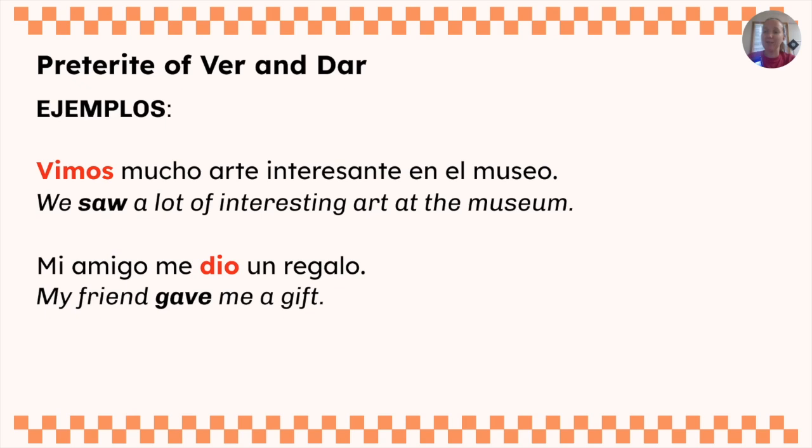And our examples there, we have, we saw a lot of interesting art at the museum. So in order to say we saw, we're using the nosotros form of ver in the preterite, which would be vimos. Vimos mucho arte interesante en el museo. And my friend gave me a gift. Mi amigo me dio un regalo. We're even using one of our indirect object pronouns.